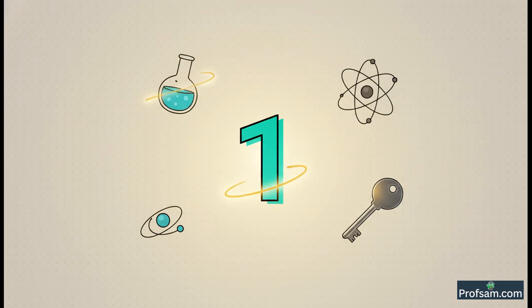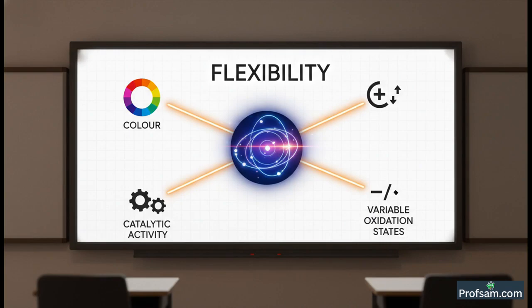After all these examples and analogies, I want you to remember just one number: 1. There is one single underlying cause for all of these fascinating properties we have discussed. And what is that single cause? It is the chemical flexibility that comes from having partially filled d orbitals. This one idea unlocks everything about transition metal chemistry. Their variable oxidation states, their color, their catalytic activity, it all comes from this one property of flexibility.